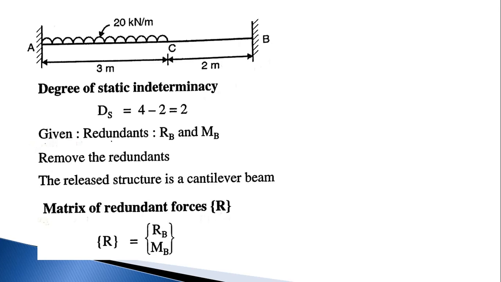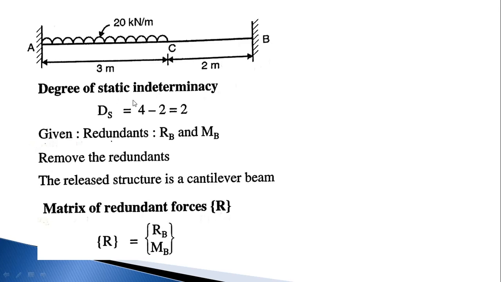So in this lecture we solve a fixed beam problem by using the flexibility method. This is the first statically indeterminate structure, that is a fixed beam AB having a UDL of 20 kilonewton per meter over a span AC equal to 3 meter, and the total span of this fixed beam is 5 meter.